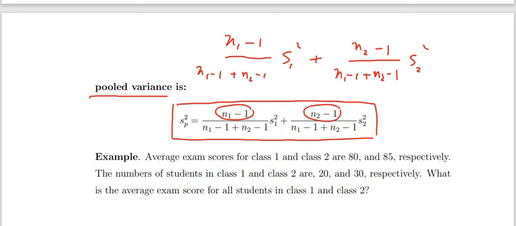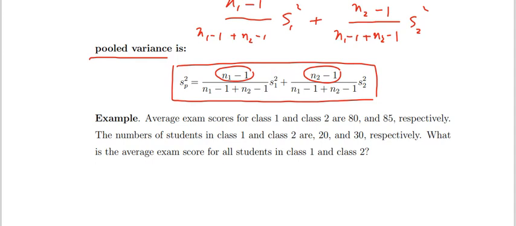Okay, so the weighted average is really common sense. Let's say, for example, we have two classes, and class 1 average is 80, class 2 average is 85. So what is the average for all? Like here we say class 1 is 80, class 2 average is 85. So what is the average for these two classes?